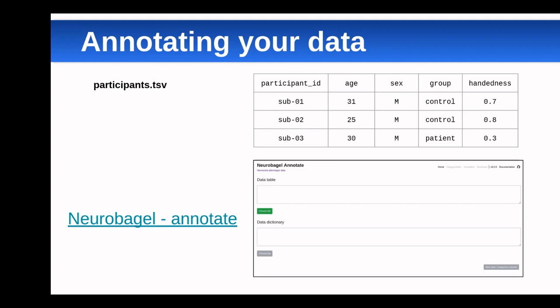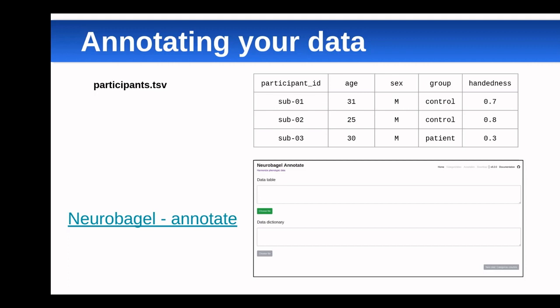Sex, you can also just add extra information about this as well. The group in this case, we say patient, but what kind of disease are we talking about? What was the problem? We don't know. And handedness, we have no idea how this was measured, if you just have your participant TSV.